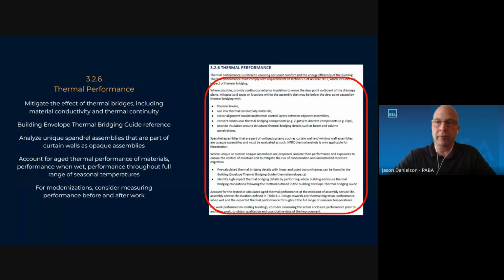Some insulations also perform very poorly when they're wet, next to nothing. Some insulations also reduce by three-quarters or more of their R value at colder temperatures near freezing. So thinking about that a little more, we're talking about performance through the full range of seasonal temperatures, the extremes, both the hottest as well as the coldest, and understanding what those are. And I mentioned already before, for modernizations, consider measuring performance before and after work.